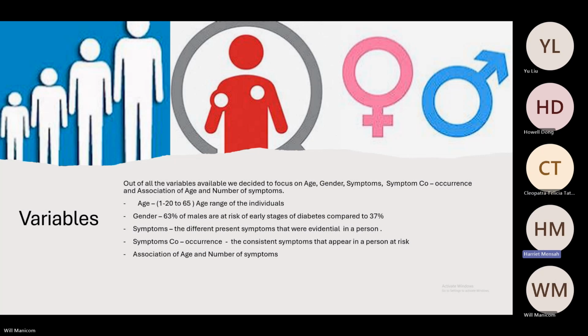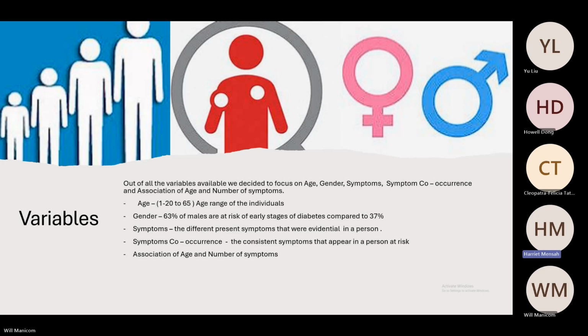Out of the variables available, we decided to focus on age, gender, symptoms co-occurrence, and association of age and number of symptoms. Regarding age, we decided to compare the distribution of people at different ages who are at risk of diabetes with those at different ages who are at no risk of diabetes. It is concluded whether age is a factor affecting the cause of diabetes. So the age distribution map will be shown in a histogram as it goes forward.